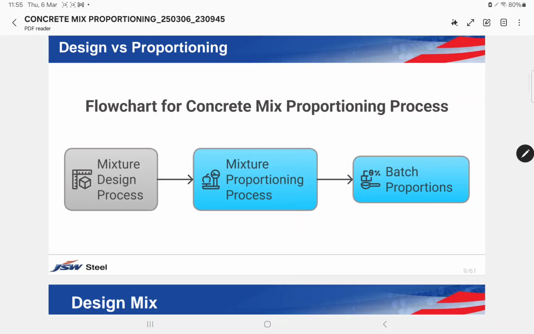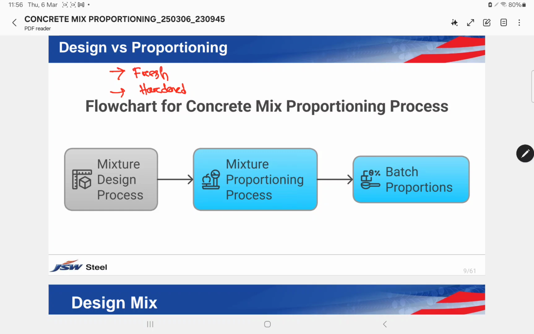When we say mix design, we mean we need to establish what are the performance requirements of the concrete. When we say performance requirements, it simply means how we want our concrete to behave when it is in fresh state and when it is in hardened state. So, what are our requirements in both of these two different states?